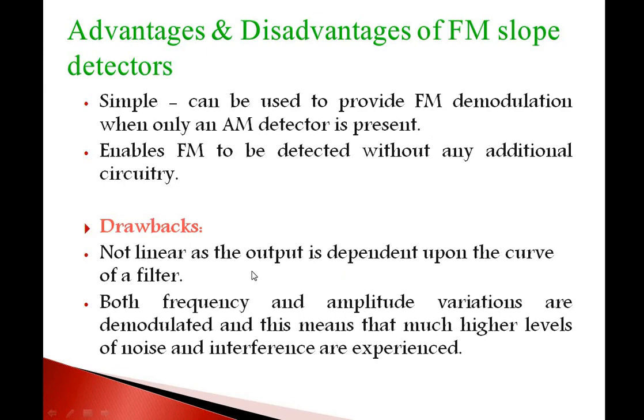It is non-linear and the output is dependent upon the curve of a filter. So both frequency and amplitude variations are demodulated. This means that much higher levels of noise and interference are experienced. There will be much higher levels of noise and interference added, nothing but your harmonic noises added to your message signal, due to which your message signal is not the original message signal that we have sent through the transmitter.